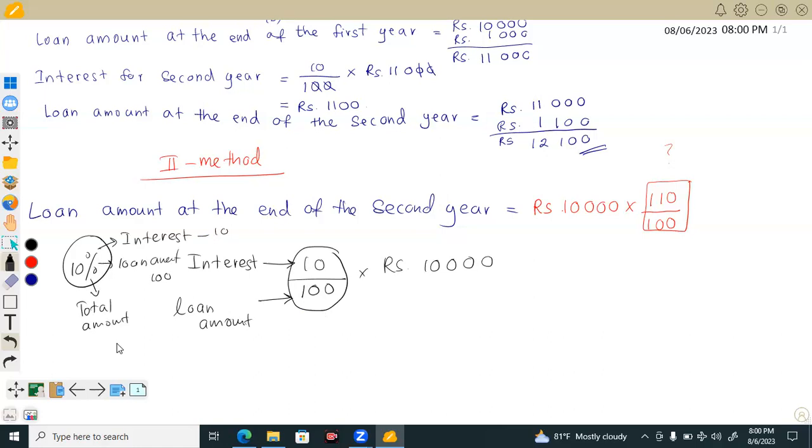The total amount that we have to pay at the end of 1 year is also in this percentage. How? The total amount that we have to pay at the end of the year, if the loan amount is 100, is 110. How do we calculate it? Because with the interest and the loan amount, we have to pay 110.